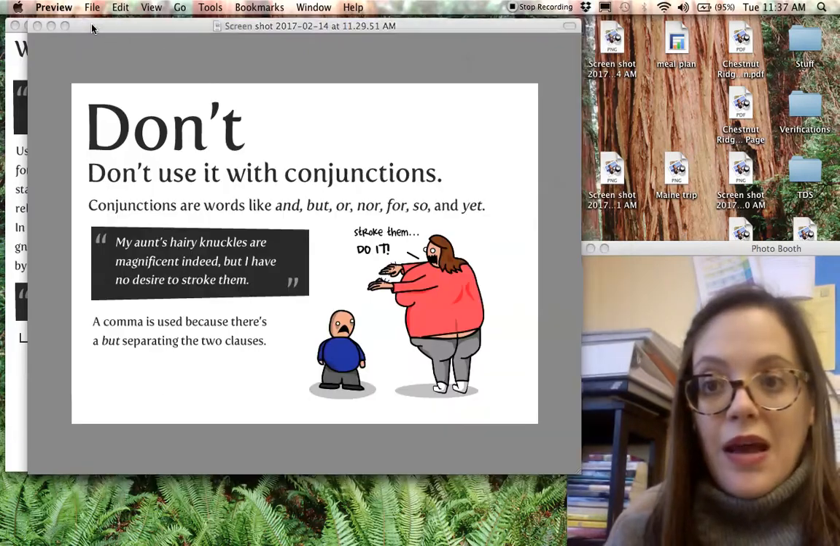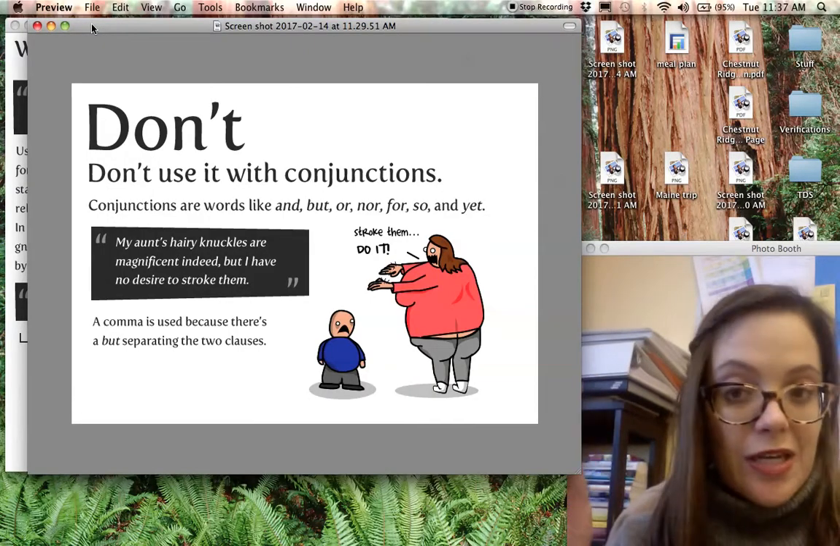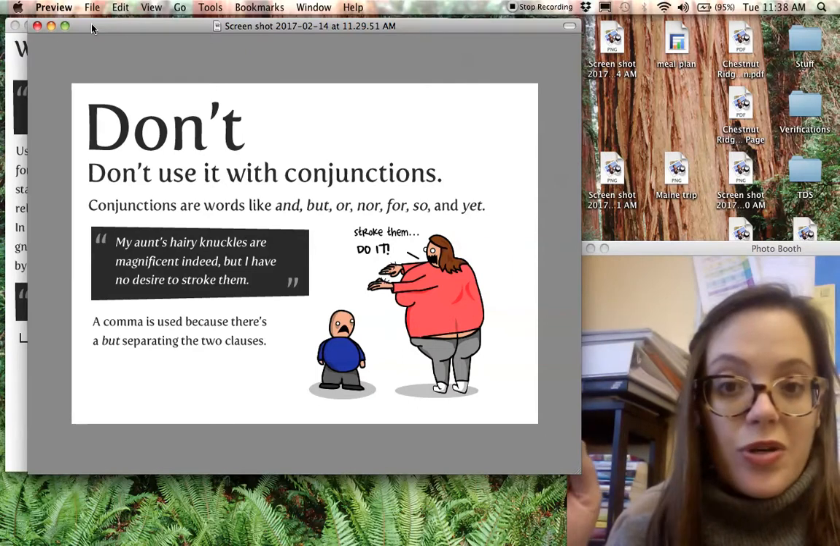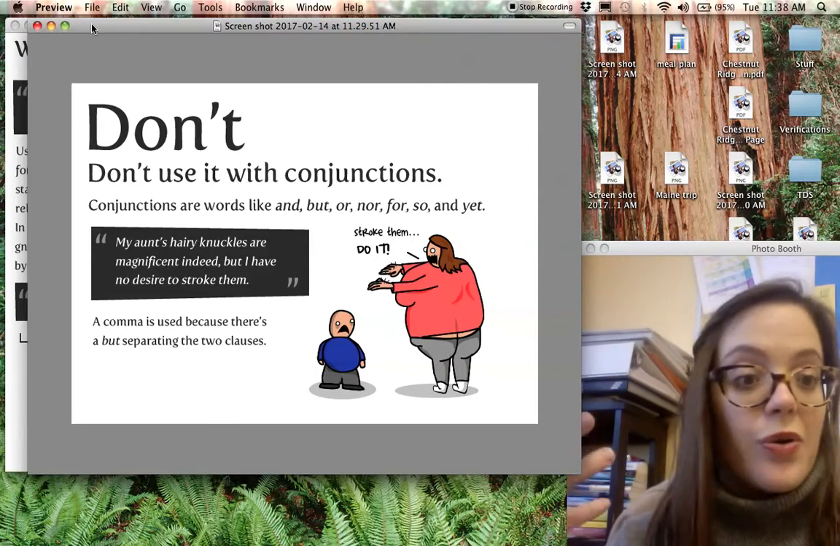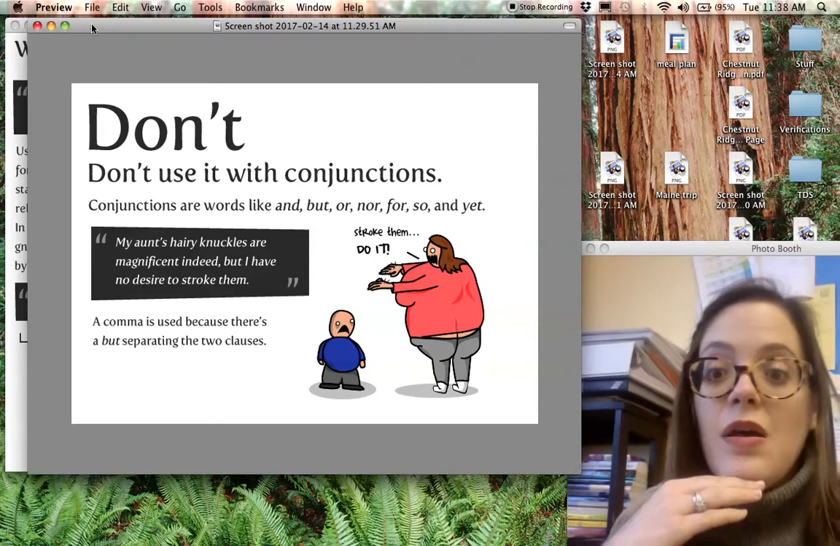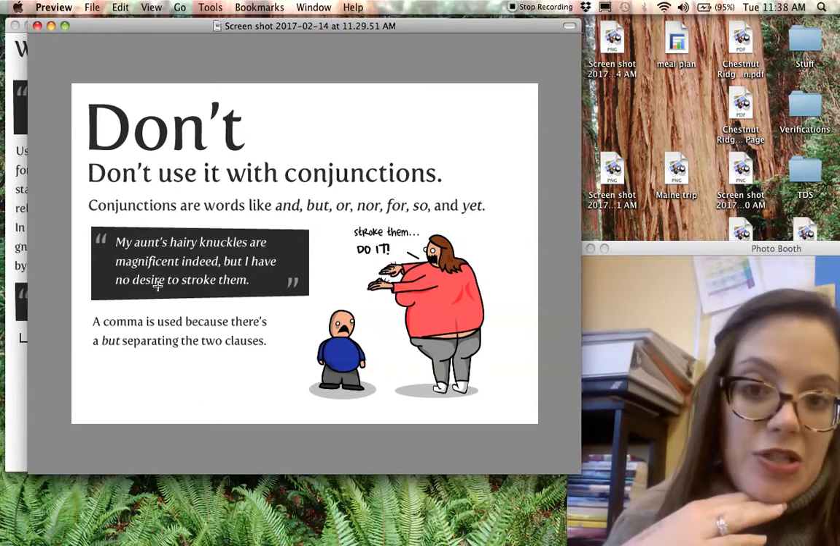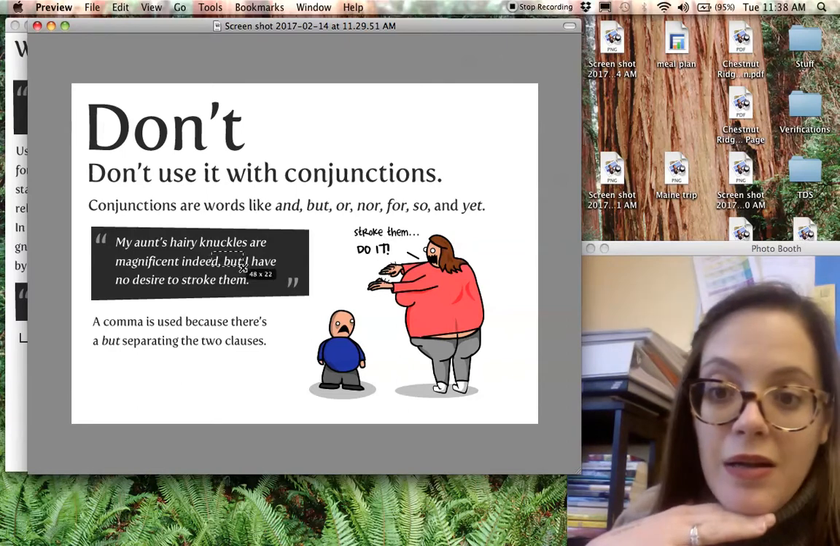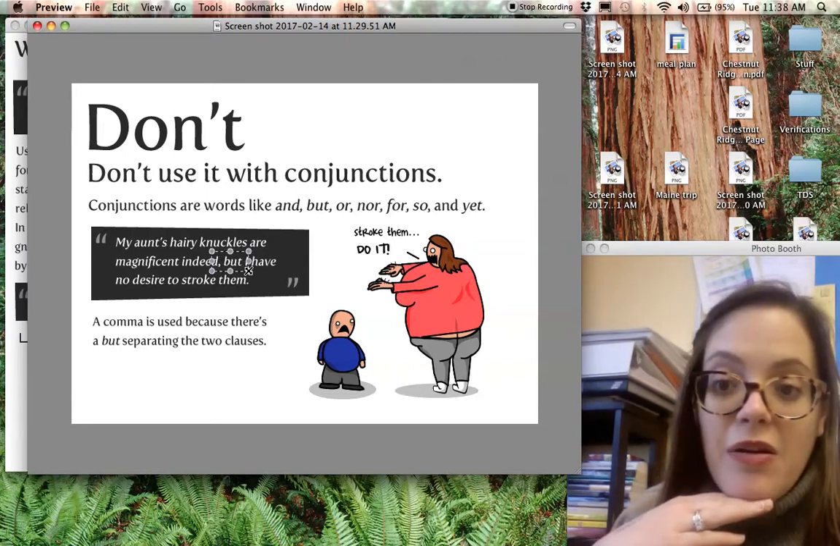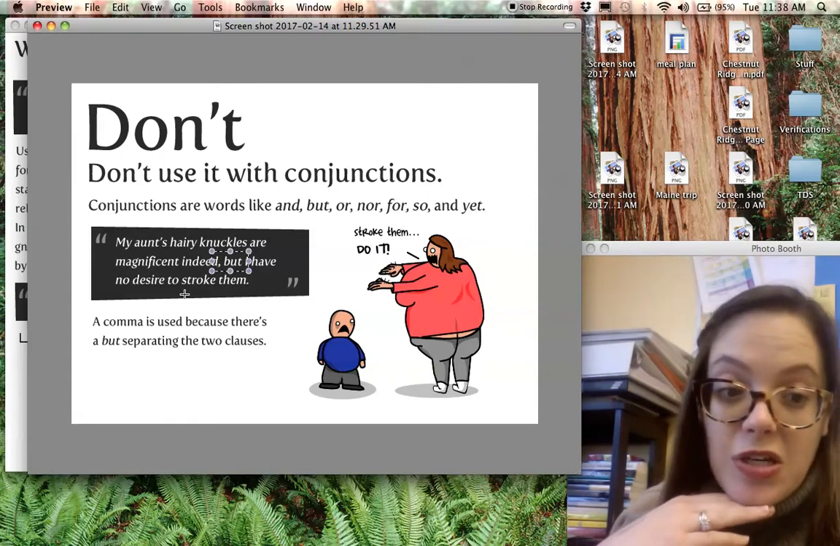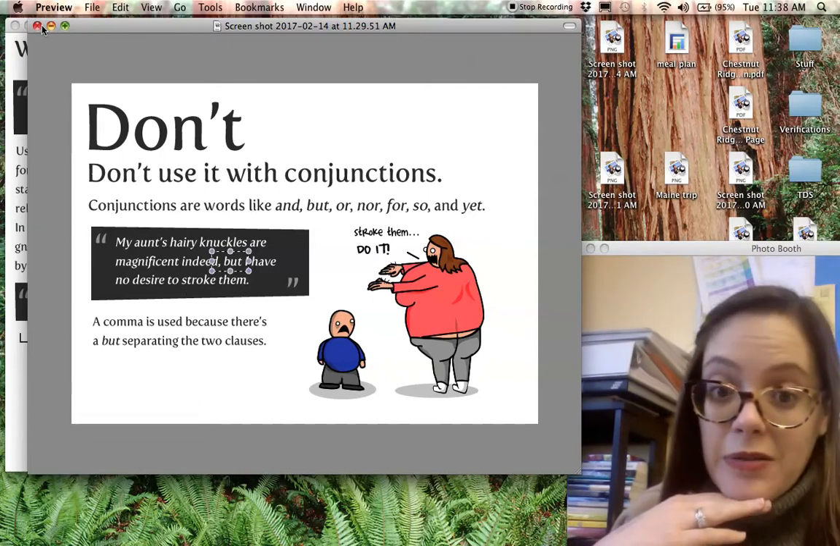Now, don't use it with conjunctions. Conjunctions are words like and, but, or, nor, for, so, or yet, which are the FANBOYS. My aunt's hairy knuckles are magnificent indeed, but I have no desire to stroke them. So here, I have my comma and FANBOYS, because we use a comma with a conjunction, not a semicolon.